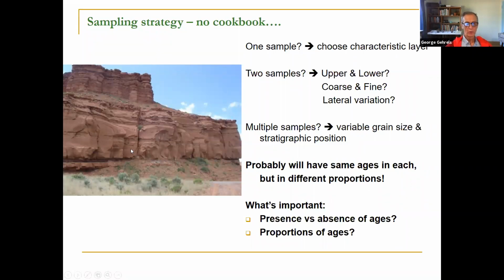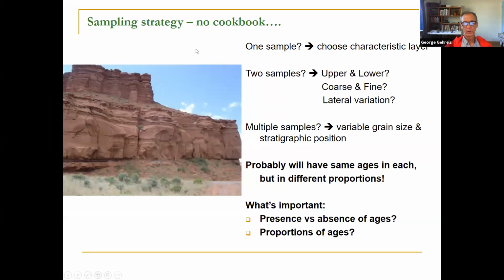And then what do you do? Do you do upper and lower? Do you do coarse and fine? Do you do south and north? How would you decide which of those you want to do? Well, why stop at two? Let's do lots. Let's do all of these: upper, lower, coarse, fine, lateral. Let's really characterize this. And of course, it would be great if you could do that for every study, right? Just do lots and lots of samples for every layer.